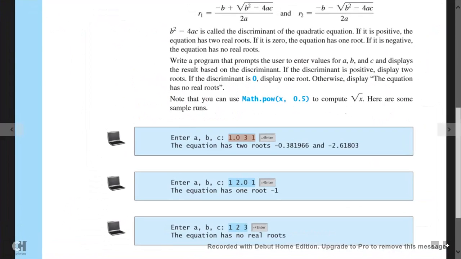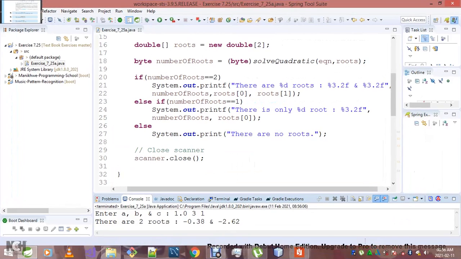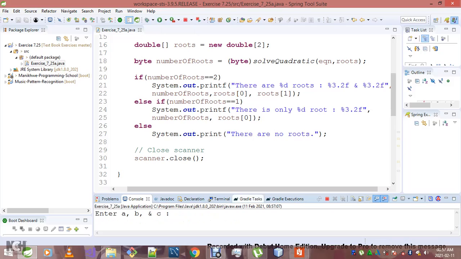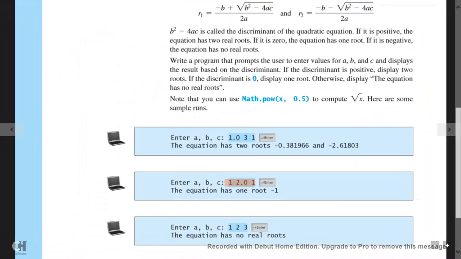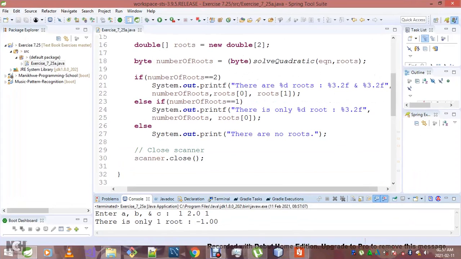Now let's try this number here. Okay, we have 1 root, which is that. Lastly, if we try that, there are no roots. Okay, that should be it for this tutorial, you guys.